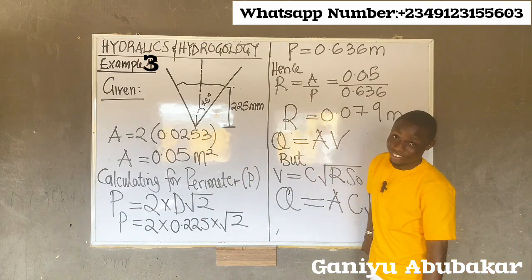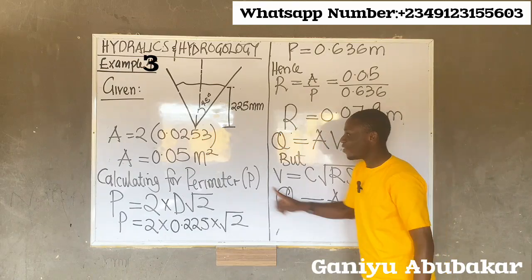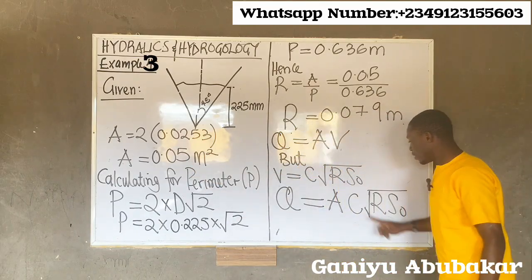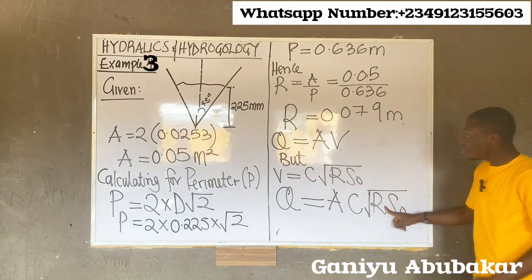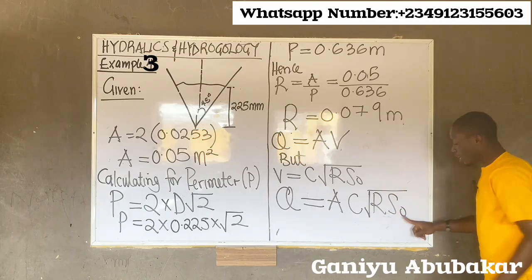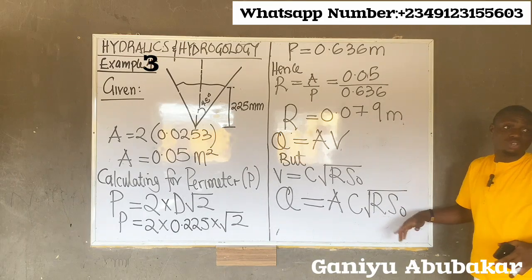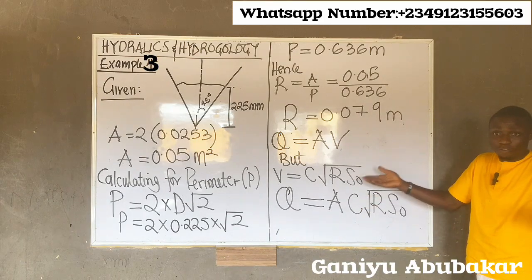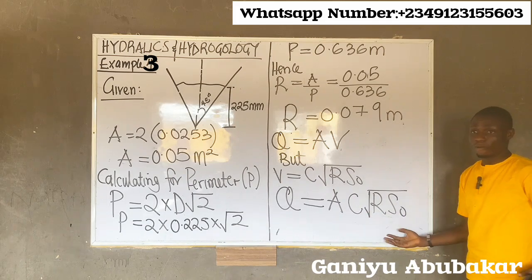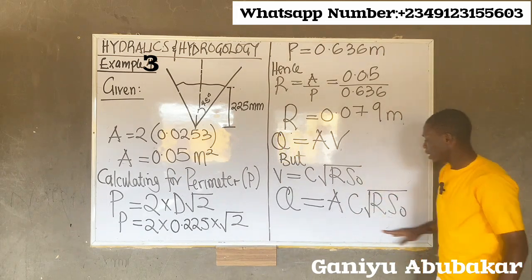I've gotten A already, this A, right? C is given, 49. R is given already. We have our R. Then we can get S naught. Instead of wasting my time to get velocity again, I can improvise to use this one here. So let's not use the formula here. Let's see what we get, please.